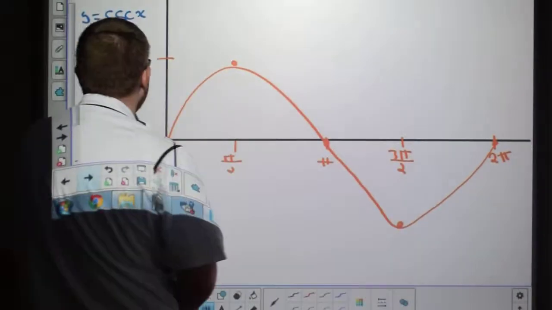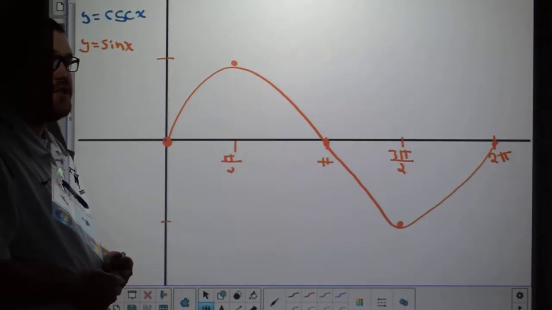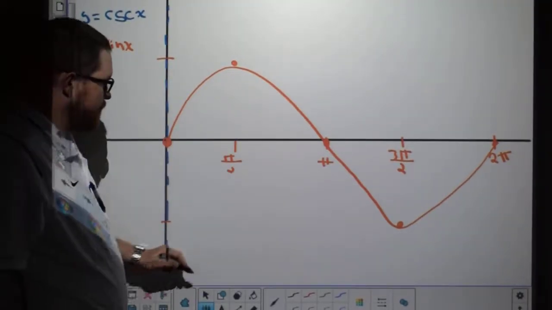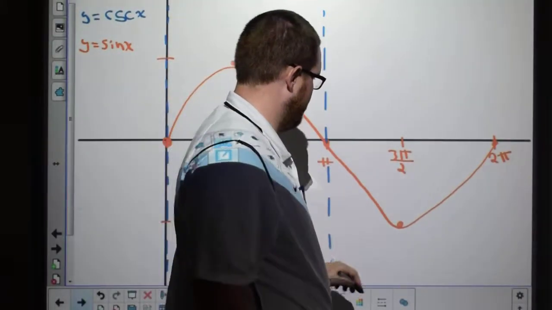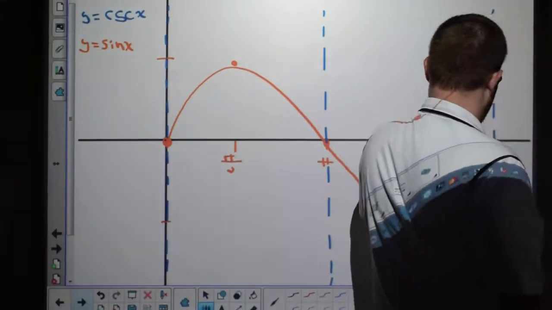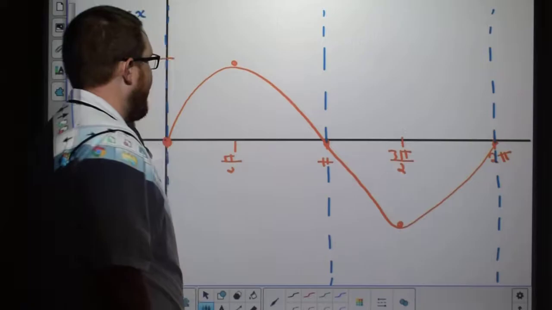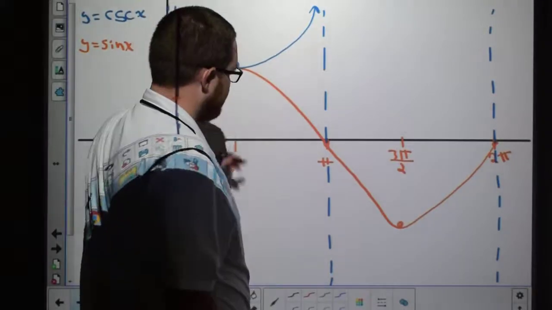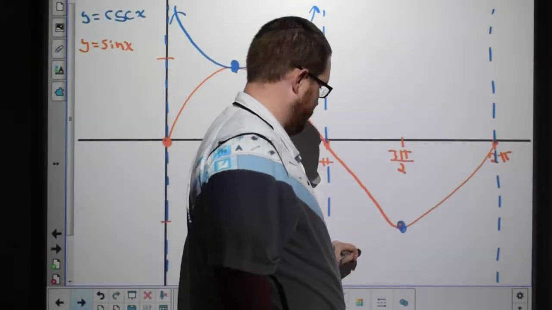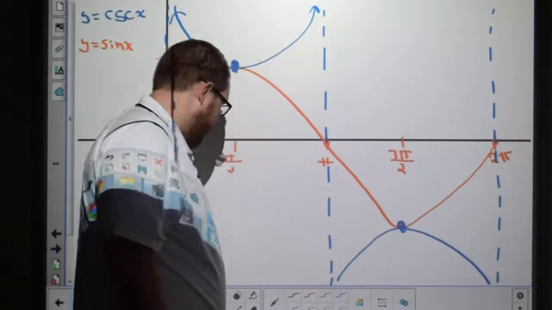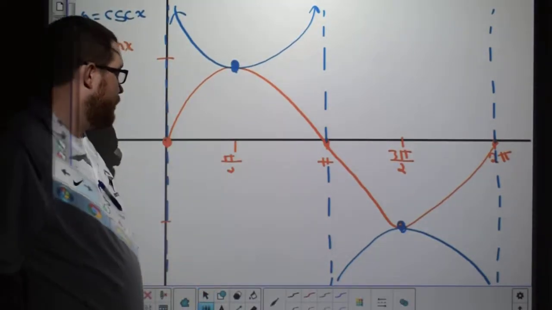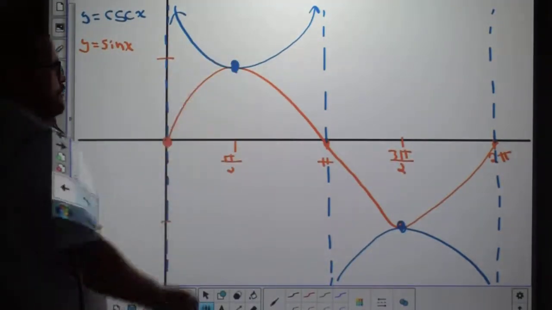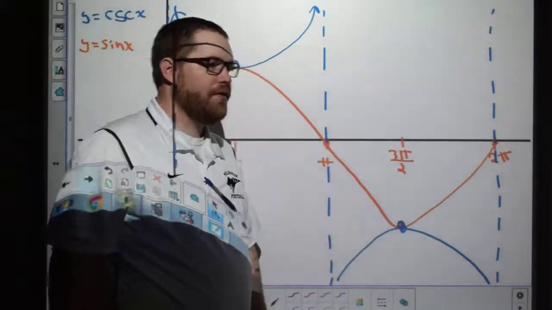So why am I drawing the sine graph? Because it helps you draw the cosecant graph. Remember that for the cosecant, every place there was an x-intercept, there's now an asymptote. And every place that there was a max, there's now a min. So what are the important things on this graph? Well, on this graph, there's an asymptote at 0, pi, and 2 pi. There's a max at pi over 2, comma 1. There's a min at 3 pi over 2, comma 0.